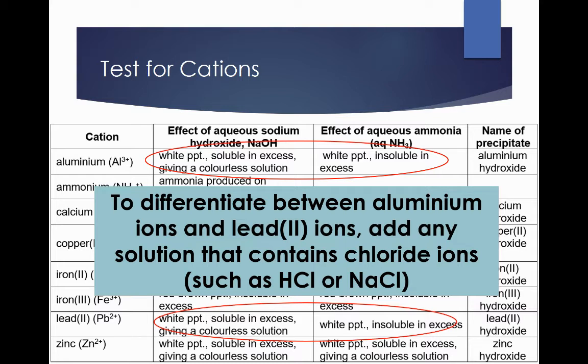And the reason is because the chloride ions will form a precipitate with the lead-2 ions, and it gives the appearance of a white-colored precipitate. However, with aluminium ions, although aluminium chloride is formed, it is soluble and it will not form any kind of precipitate. Therefore, this is the best way to differentiate between the two cations.